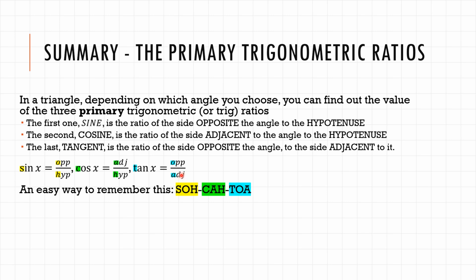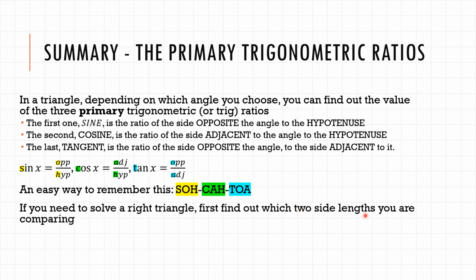And if you need to solve a right triangle, you have to use one of these three ratios. And the only thing you really have to do is find out which two side lengths am I comparing? Am I comparing the adjacent and the opposite? Oh, well, that would be the tan ratio. And I can use that to figure out exactly what that angle is. So if you actually know what the ratio is, there's a way for you to find out the angle.